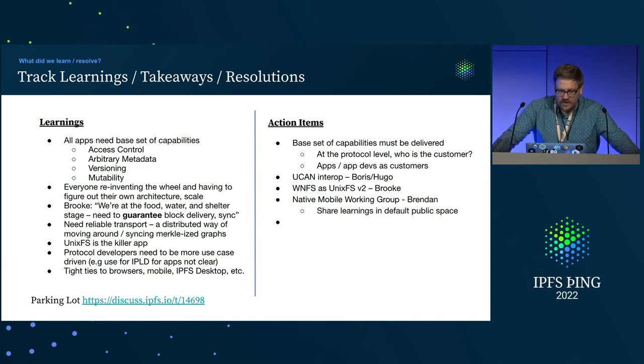Everyone is reinventing the wheel and having to figure out their own architecture and scale. So that was actually a layering sort of thing. Basically, lots of people end up having to stand up their own IPFS infrastructure because they can't yet use some of the other providers. Brooke's quote, I think, on reliable transport: a distributed way of moving around and syncing Merkleized graphs. UnixFS is the killer app.